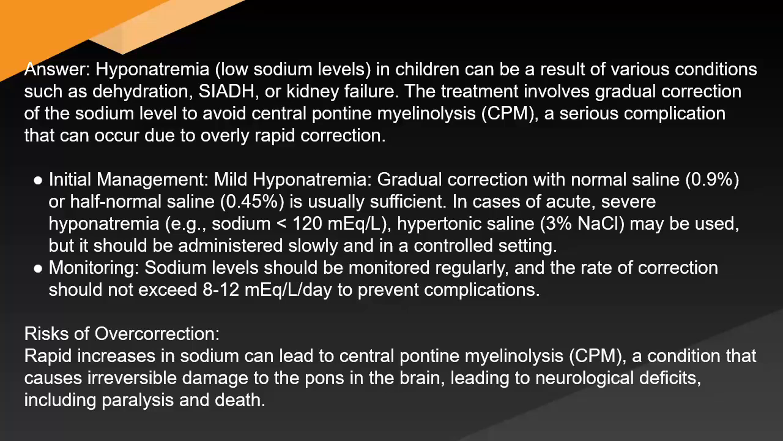Initial management: mild hyponatremia. Gradual correction with normal saline 0.9% or half normal saline 0.45% is usually sufficient. In cases of acute severe hyponatremia, sodium below 120 mEq/L, hypertonic saline 3% NaCl may be used, but it should be administered slowly and in a controlled setting. Monitoring. Sodium levels should be monitored regularly, and the rate of correction should not exceed 12 mEq/L per day to prevent complications.